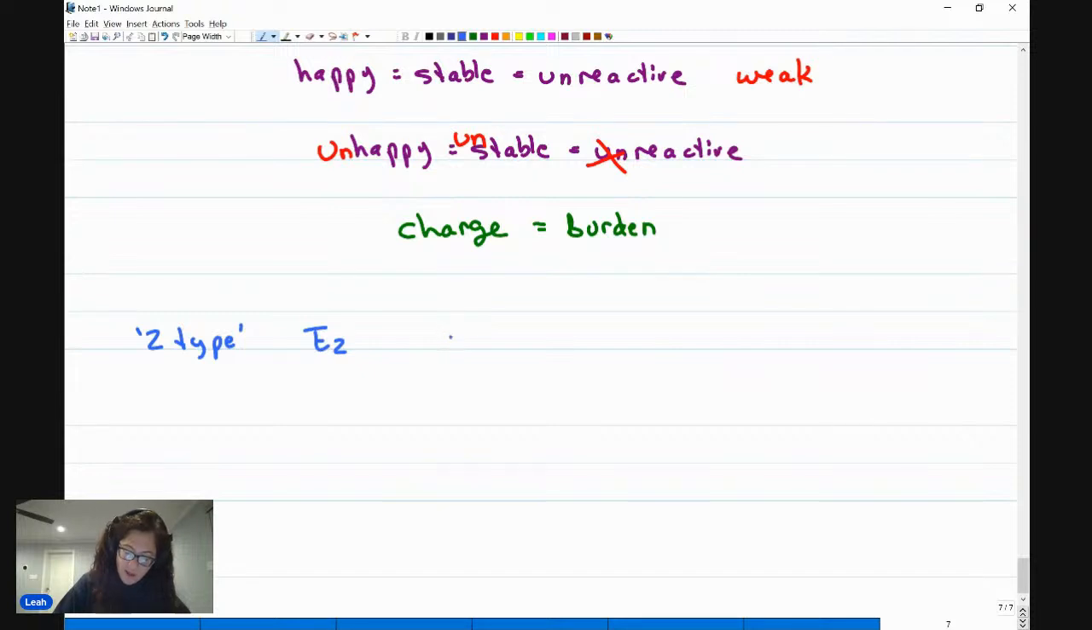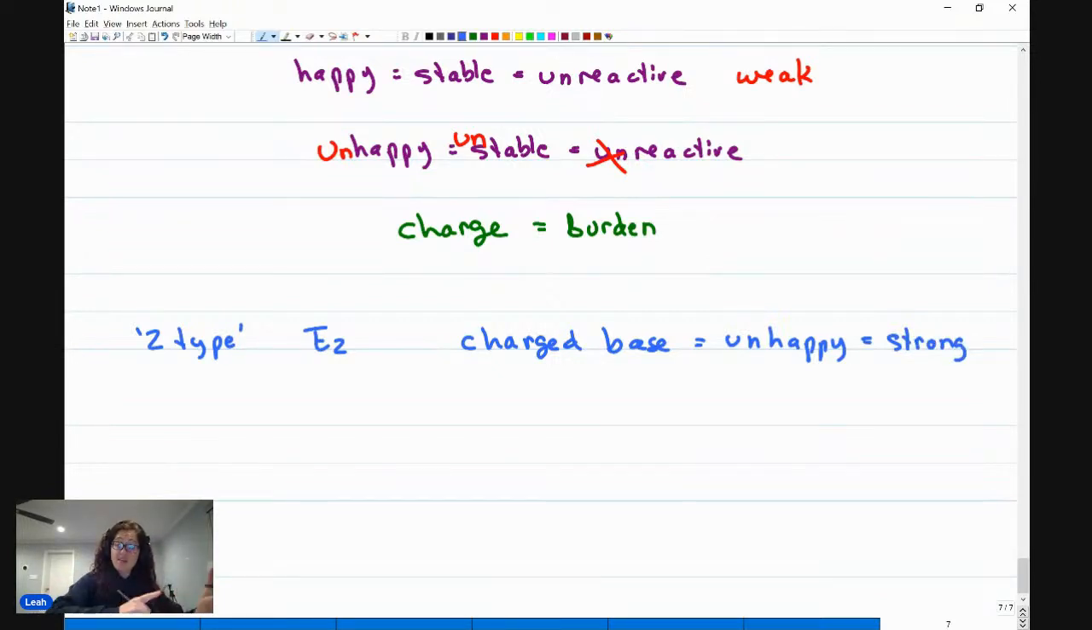With E2, our base is going to have a charge. So we're looking at a charged base, and that makes it want to attack. It is unhappy, and that makes it very, very strong. A strong attacker is going to give me an E2 reaction.